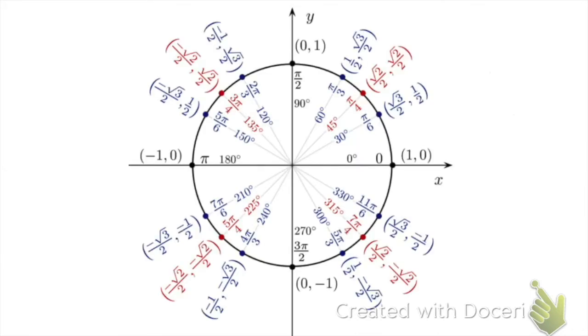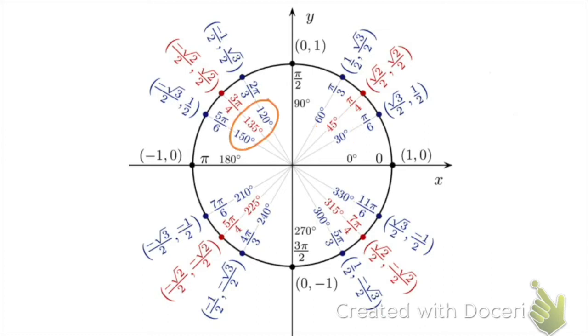So here's our unit circle. Let's start off by looking at the degrees. First of all, notice we have 0 degrees, 90 degrees, 180 degrees, and 270 degrees along our axes. Next, let's focus in on the first quadrant. We have 30 degrees, 45 degrees, and 60 degrees. These are our reference angles, and they're used a lot in trig.